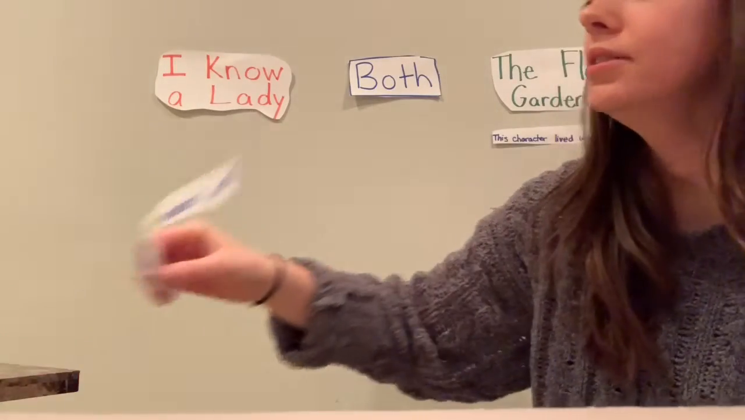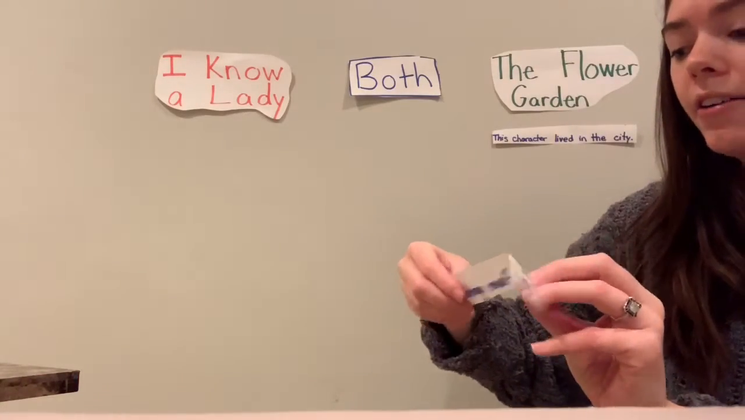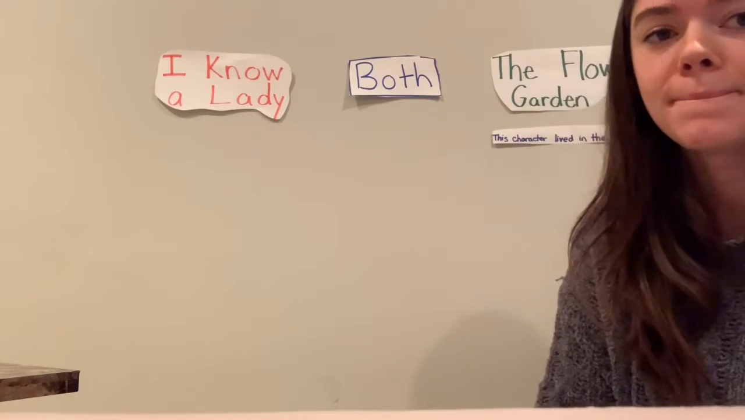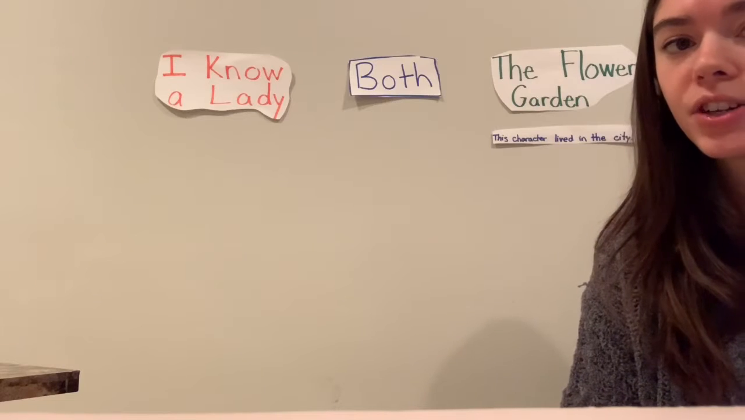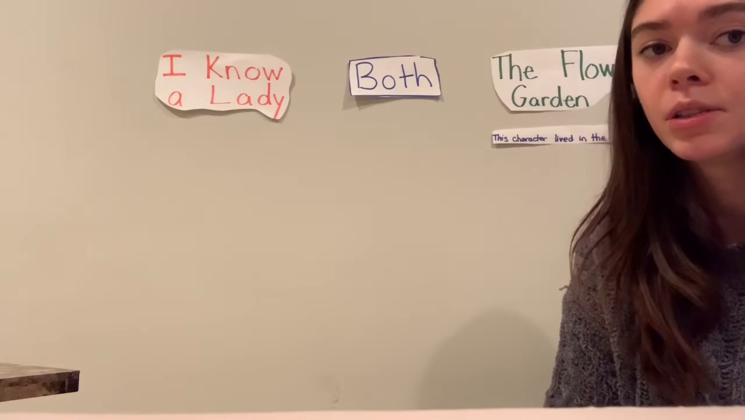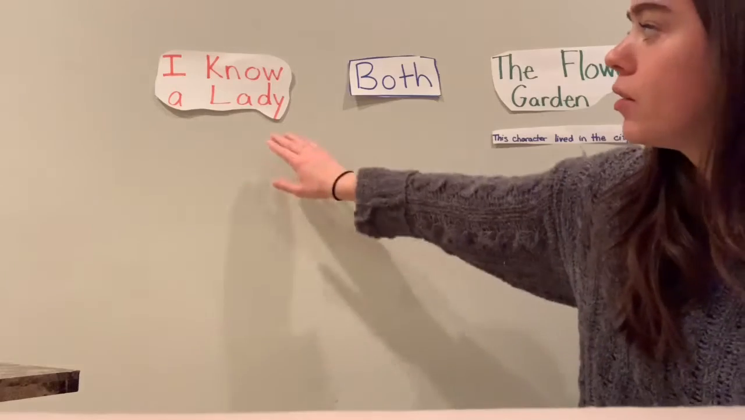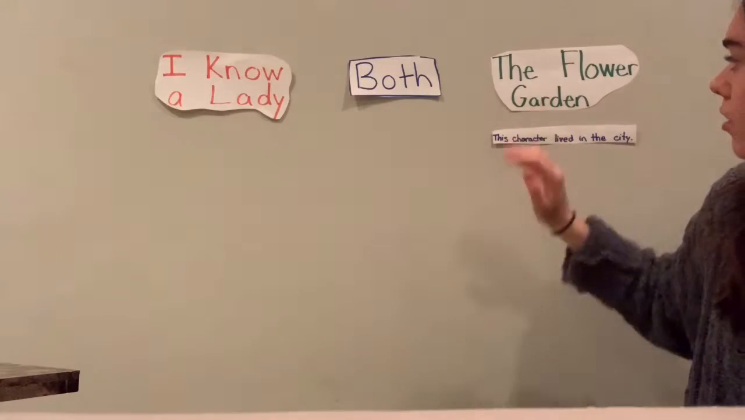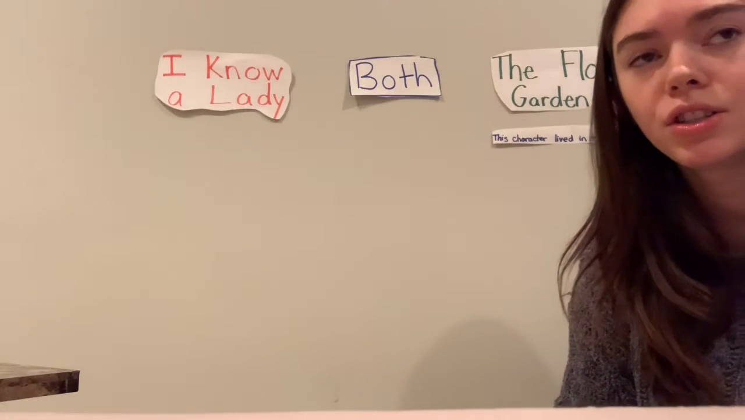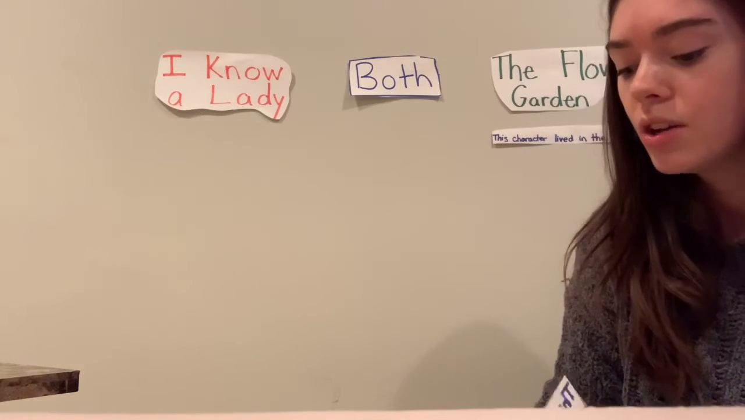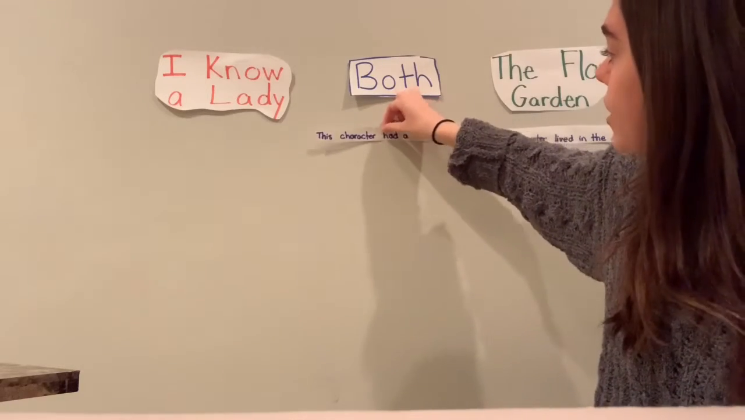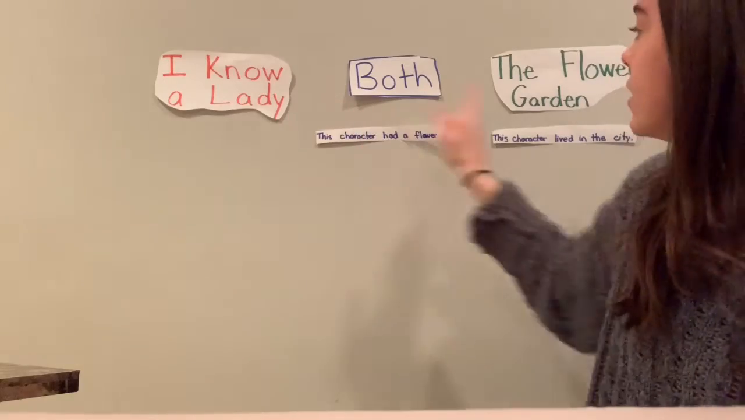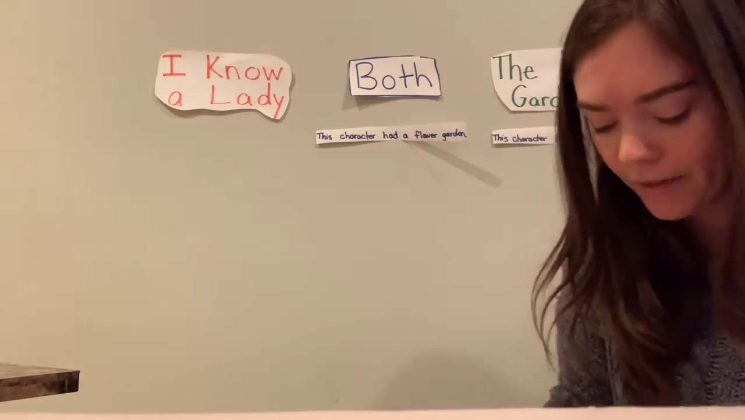The next one says, this character had a flower garden. Do you remember which character had a flower garden? Well, I know the old lady had a flower garden, and I also know that the young girl had a flower garden too outside of her window. So that means that both characters had a flower garden. So that's something that both of the characters have in common. They have a similarity.